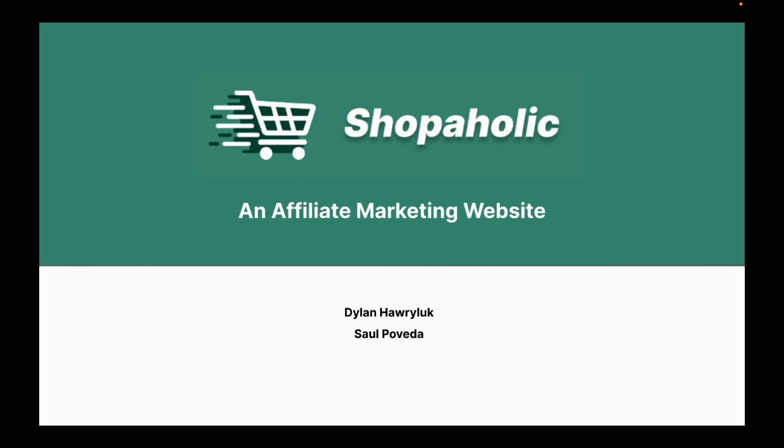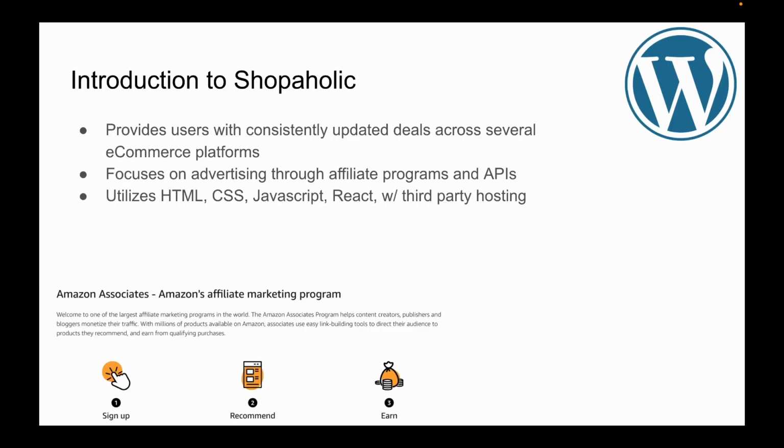Today we'll be showcasing our documentation and planning for Shopaholic, an affiliate marketing website. So the purpose of this project is to provide users with the latest deals from various e-commerce websites in one easy-to-navigate location. This purpose will be fulfilled through the use of custom web development tools such as HTML, CSS, JavaScript, and React to ensure a seamless user experience.